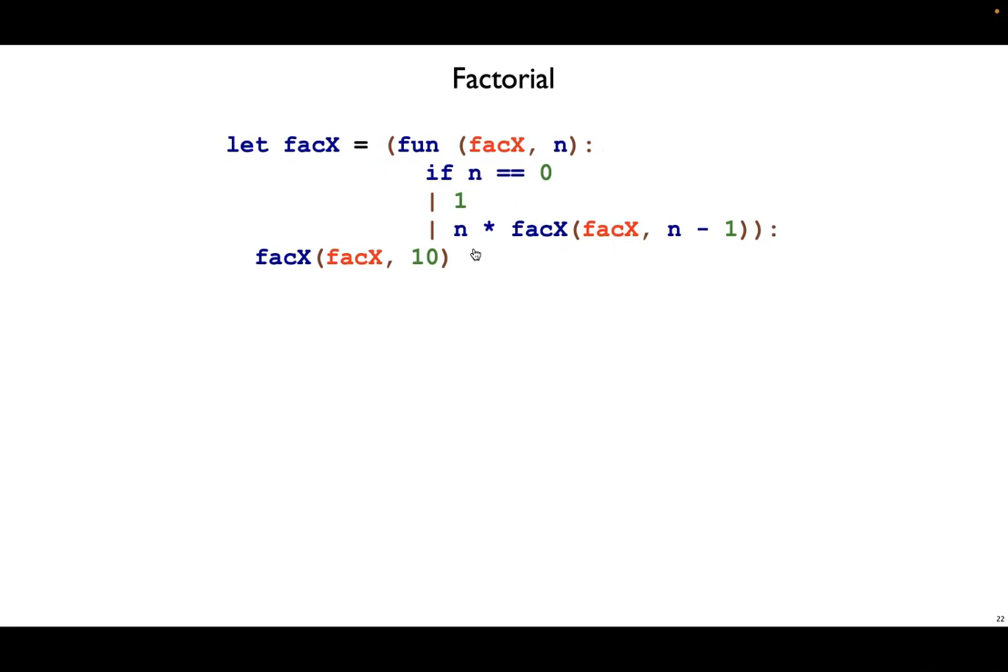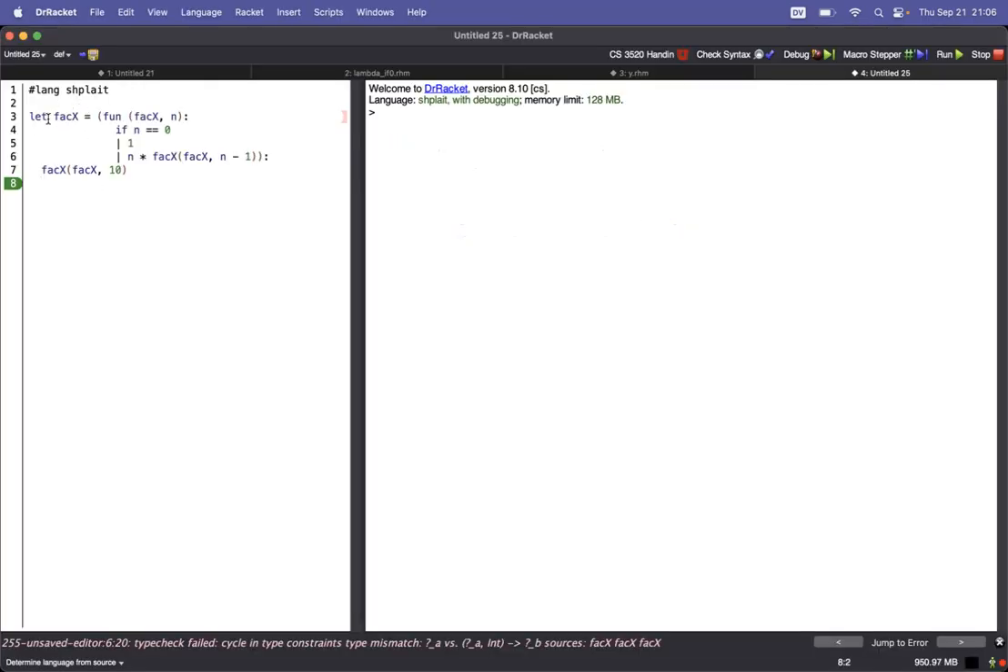It's worth running this in DrRacket. So here it is. Let fac x equals fun fac x n. The recursive call says fac x, and then n minus 1. And on the outside, we pass in fac x to fac x itself.